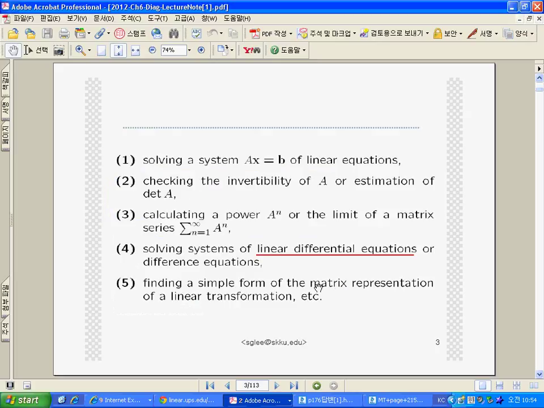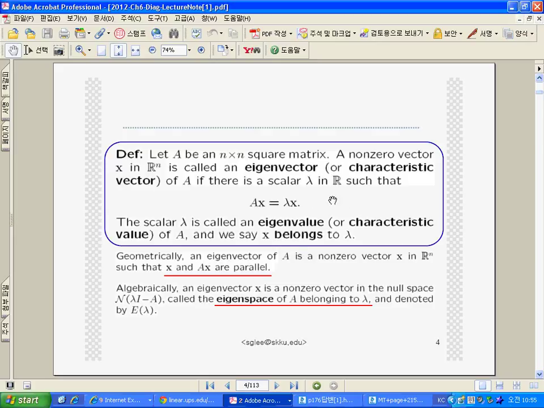and there are several applications of matrix diagonalization. These are the applications of this matrix diagonalization technique. It has a wide area of application. You know the definition of eigenvalues and eigenvectors like this.